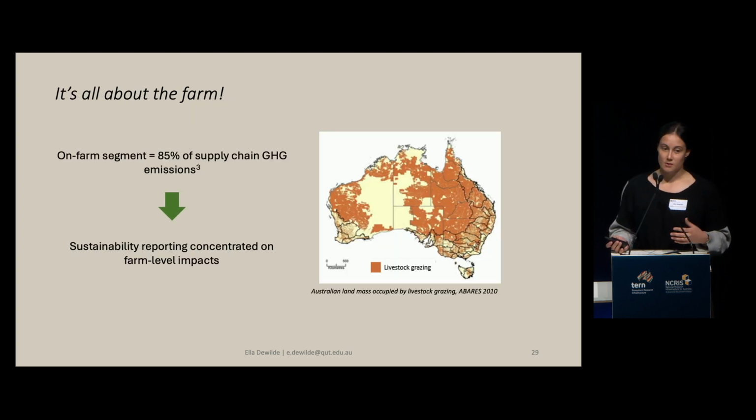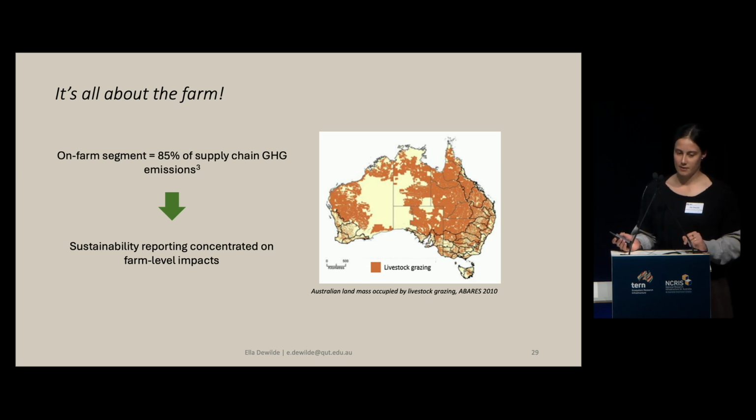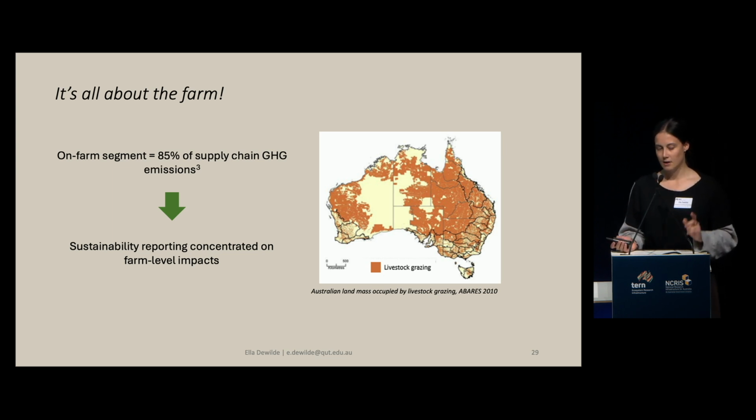So of course, it is all about the farm. It's estimated that 85% of greenhouse gas emissions from beef production occur at the farm level. And in Australia, that map is a little bit out of date from 2010. So as you can imagine, the extent of grazing across the continent has probably increased since then. And with over 40,000 beef producers and an average farm size of 13,000 hectares, collecting data from the farm scale is no small feat.